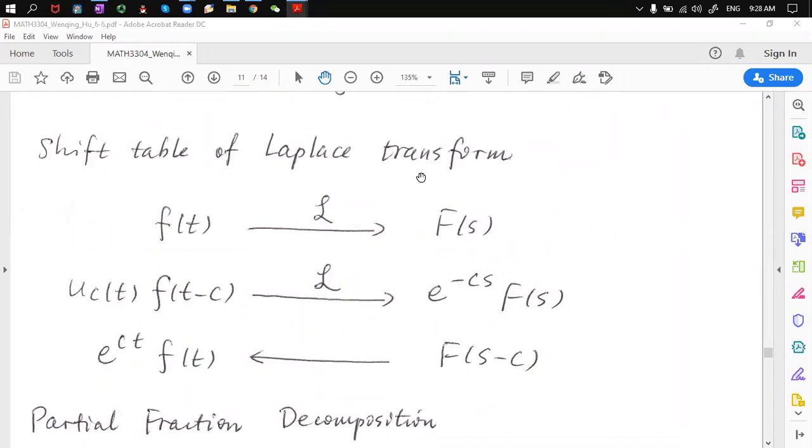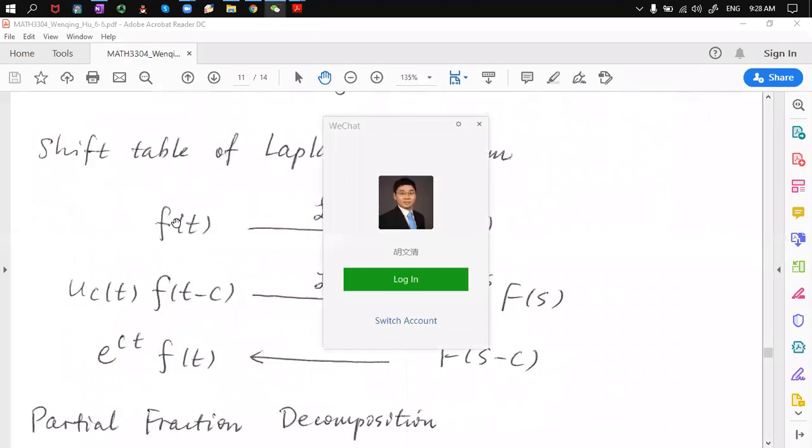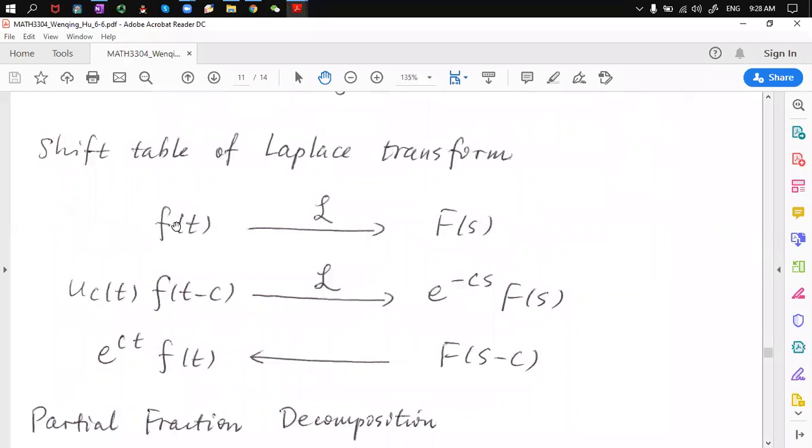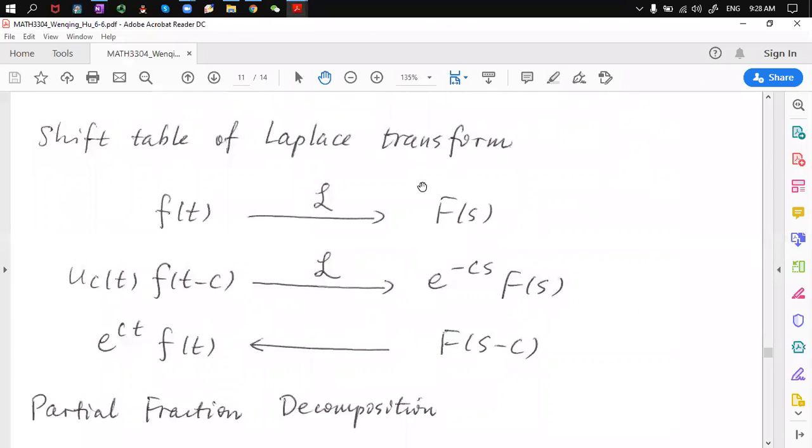Remember that the shift table starts from small f, which under the Laplace transform is transformed into a capital F. Now there are two types of shifts. One type, we call the ordinary shift, where f is replaced by f(t minus c) multiplied by u(t minus c). This is the ordinary shift, and it is shifted to the right by an exponential factor with a minus c on both sides of this sign.